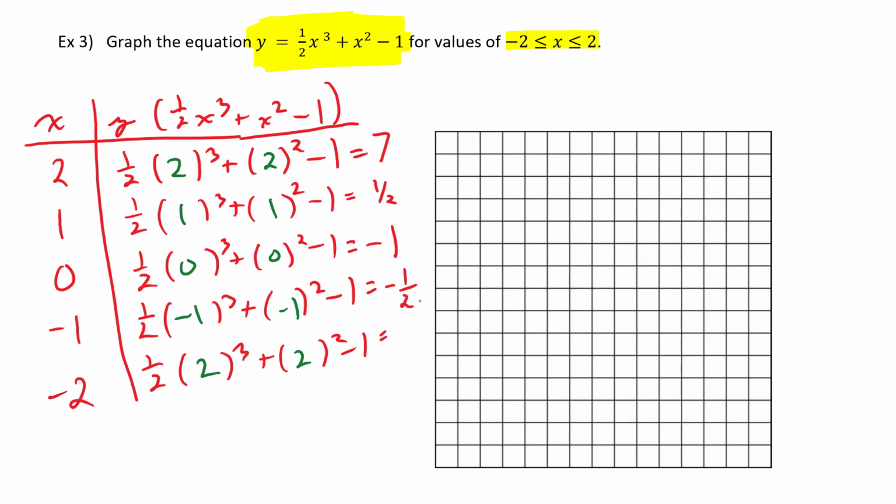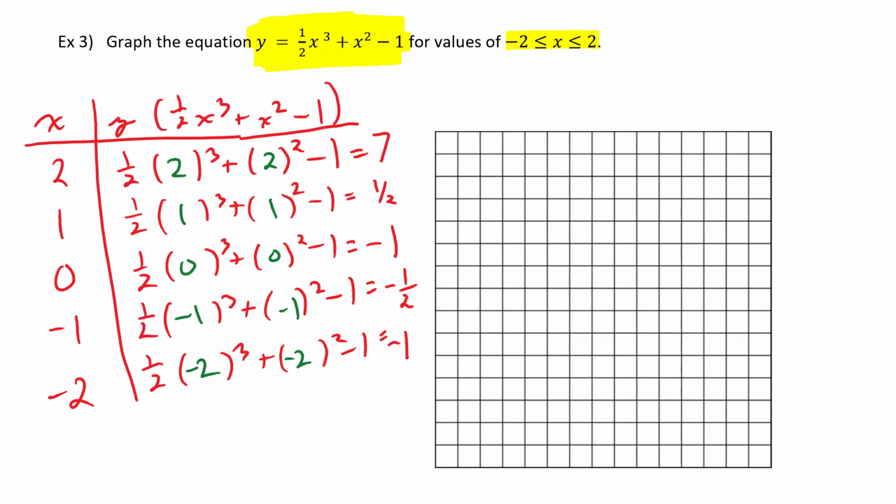Finally, we have 2 cubed. It's not 2, it's minus 2. We will cube the minus 2. Minus 2 times minus 2 is positive 4. Times minus 2 is negative 8. Negative 8 times 1/2 is negative 4. Minus 2 squared is going to be 4. Negative 4 plus positive 4 is going to be 0. Our final answer here is just going to be minus 1.